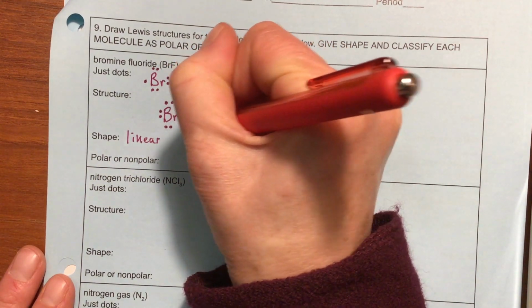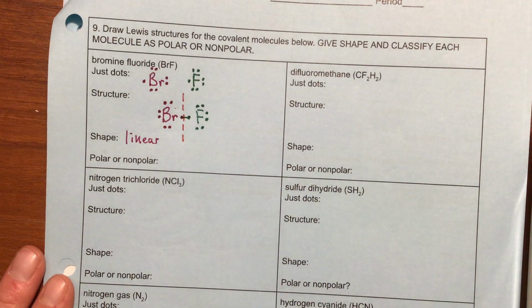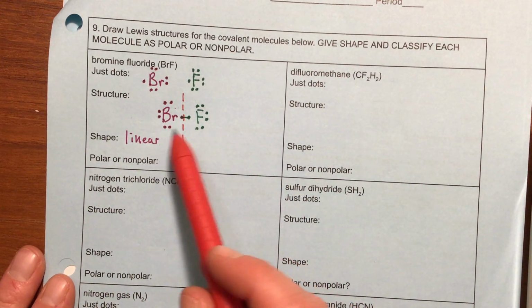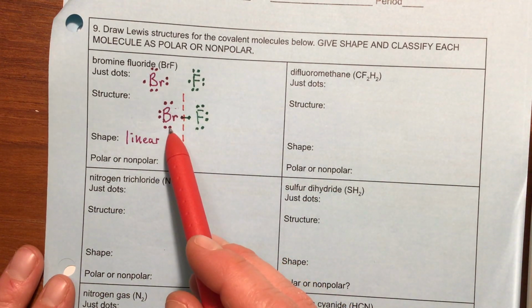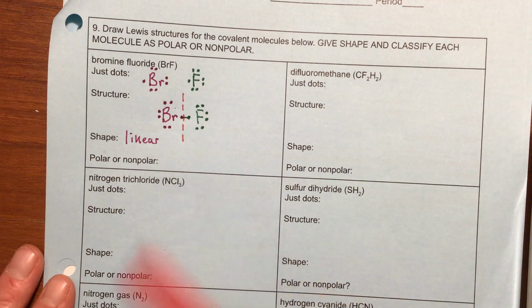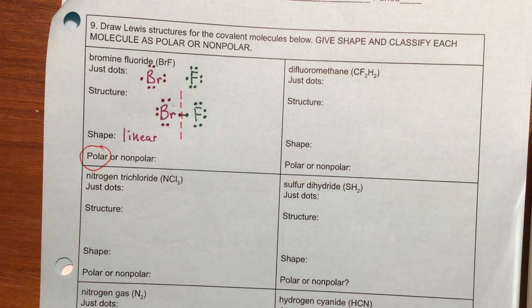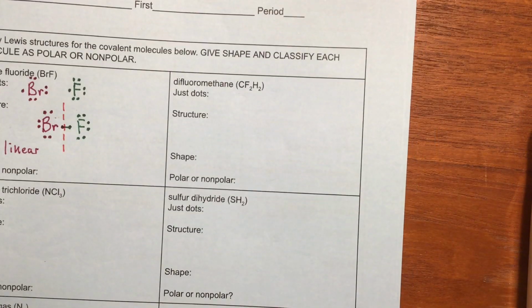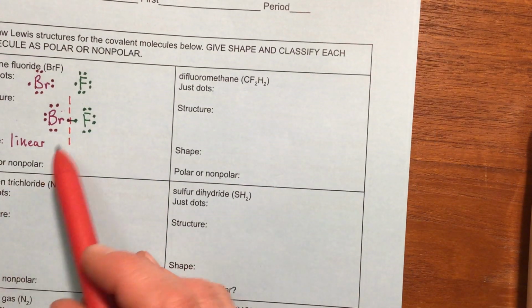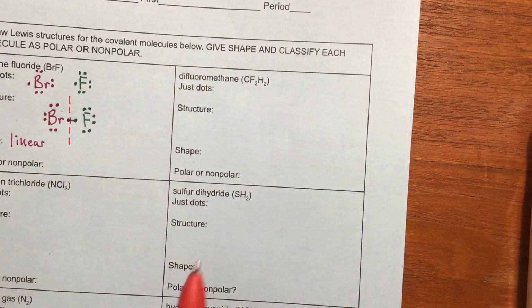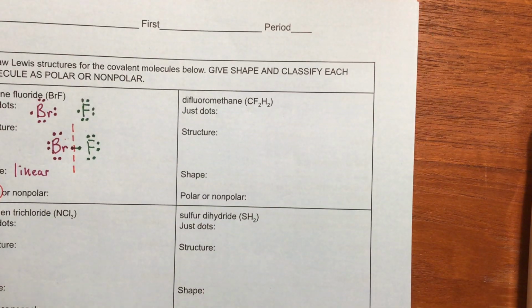I'll look at each molecule. Can I divide them in a way that makes the 2 sides different? The answer here is yes, because I have a bromine on one side and a fluorine on the other. So I am going to say that this is polar. All right, we'll move on to the next one. And I think for the rest of this video, I'm not going to talk about the polar, non-polar thing. I'll do that in a separate video. Let's just draw the structures in this one.